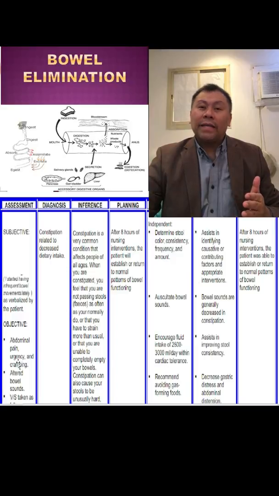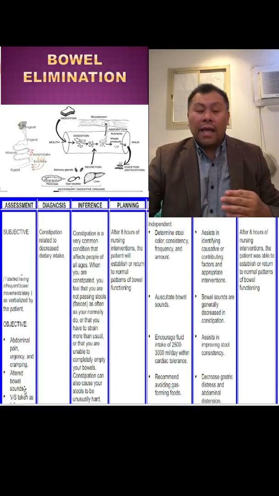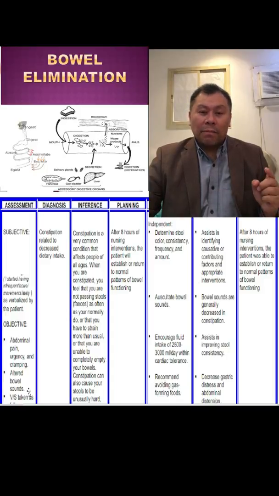And the objective is you are going to find out the abdominal pain by observing the face, a grimacing face. And we have what we call urgency and cramping of the stomach. You are going to check for altered bowel sounds and take the vital signs, and then you are going to record basically the temperature, the pulse rate, the blood pressure, and the respiration, because these are indicators for patients suffering from a problem.